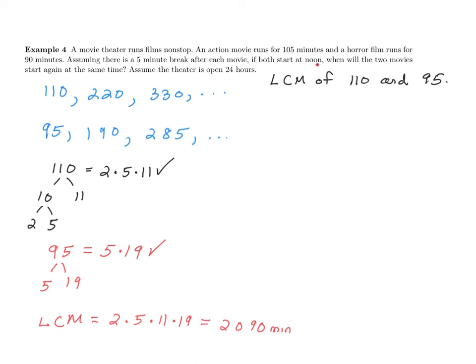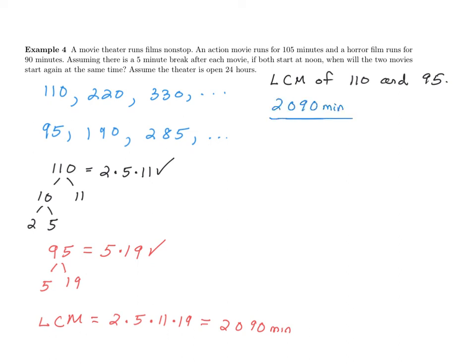Now, it might be nice to actually know what that time is and how many days have passed since this happened. I think we need to figure that out too. That is, what time is this actually at? Is it AM or PM? And how many days past this day has this occurred? I'm going to convert this number into hours to help me figure this out. So for starters, we know the least common multiple is 2,090 minutes.